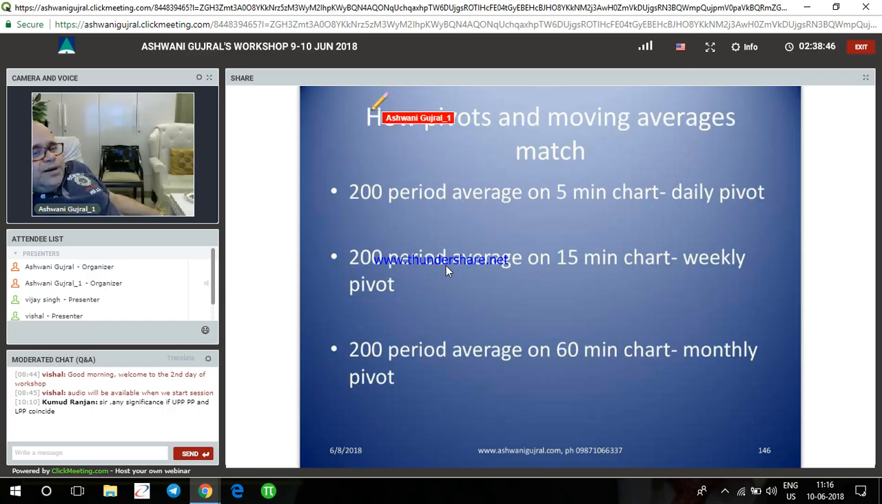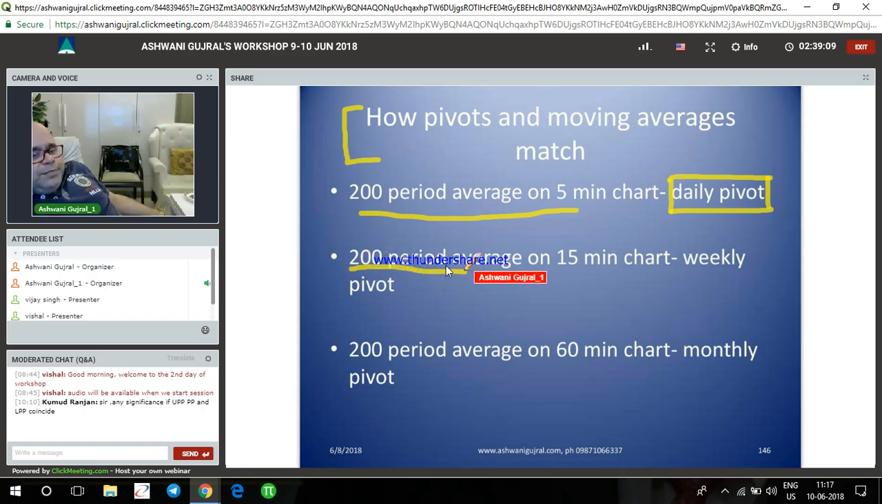Now, how do pivots and moving averages match? The 200 period average on the 5-minute is the daily pivot. Daily pivot is that pivot which is used for intraday trading. 200 period average on 15-minute, and you can compare with your charts and your spreadsheet. This will be true within a few points.